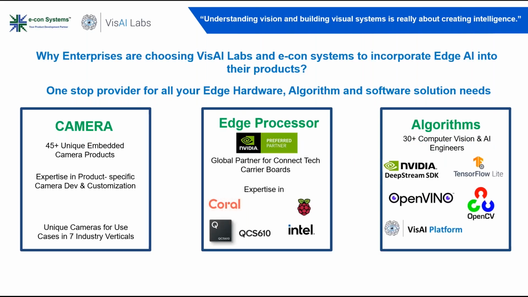Now all this begs the question, what expertise do you actually require to build this end-to-end solution? And why are enterprises working with Visai Labs and Econ Systems to incorporate Edge AI into their products? The reason is because Visai Labs and Econ Systems is a one-stop provider for all your edge hardware, algorithm, and software needs. The reason is very simple. Think about this. You as an end client, you're a project manager, and you work with one particular partner for your camera, one particular partner for your edge processor, and one particular partner to get your algorithms going.